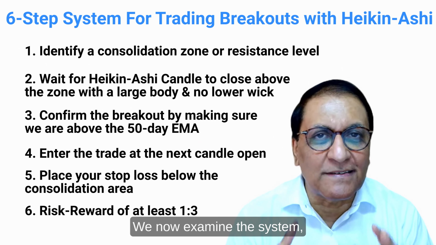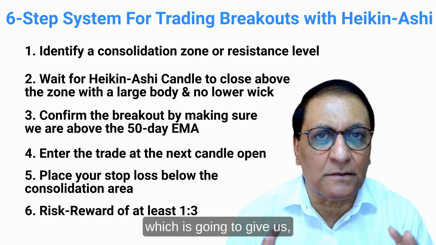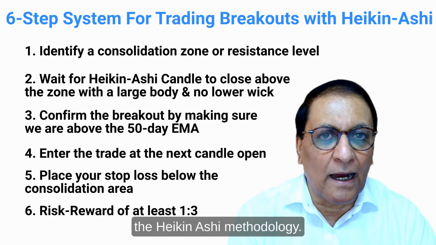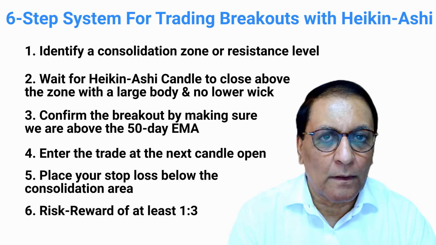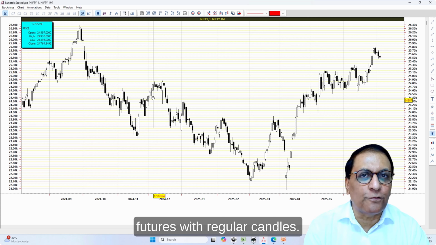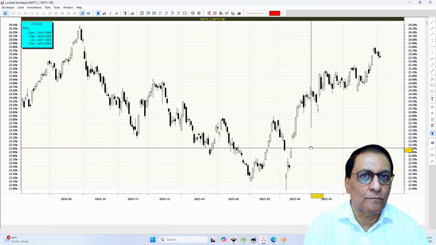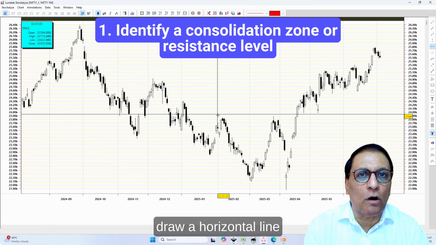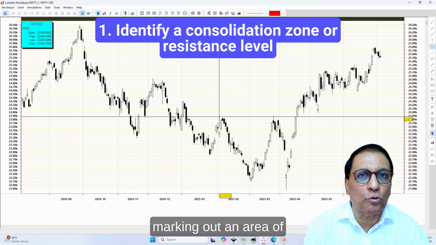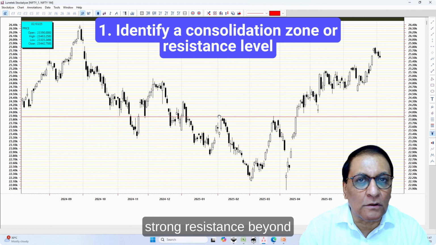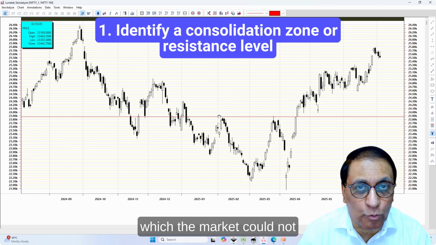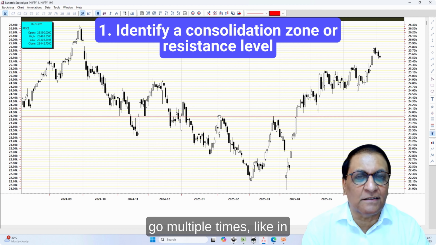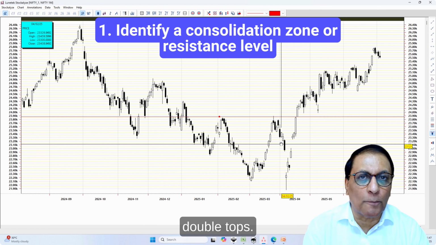We now examine the system which is going to give us the big breakouts based on the Heikin Ashi methodology. Here is a chart of the Nifty futures with regular candles. The first thing we do is we draw a horizontal line marking out an area of strong resistance beyond which the market could not go multiple times, like in this case where we have double tops.